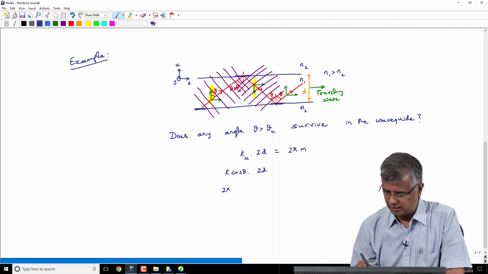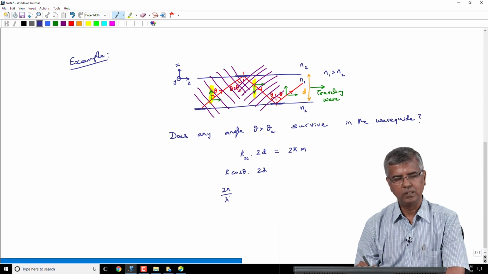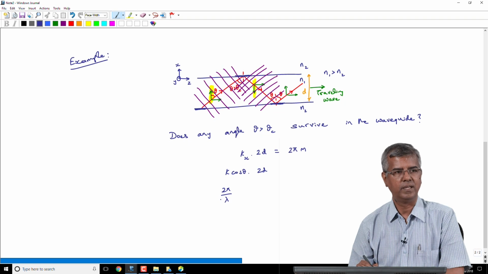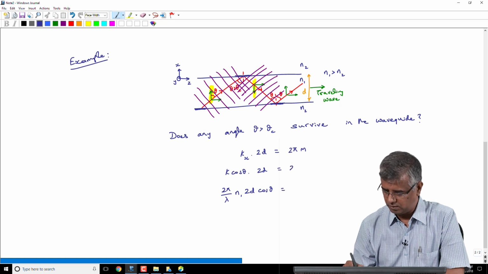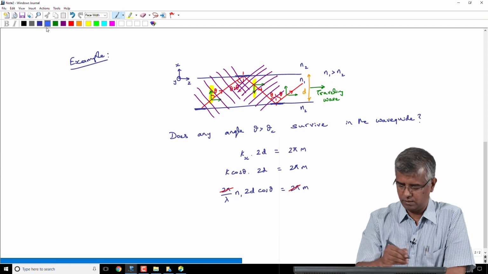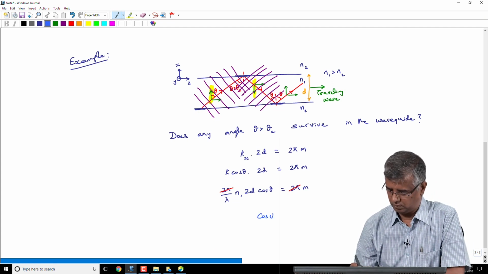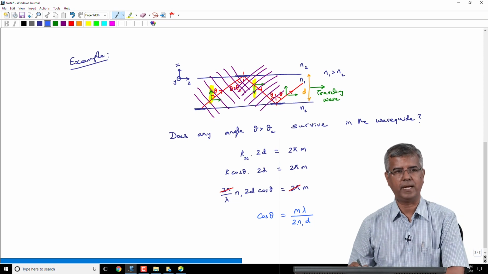So, this can be written as 2 pi over lambda, and it is not the free space wavelength. What is the wavelength of light in this medium? Lambda over n1. So, you have n1 here, 2d cos theta. So, this is equal to 2 pi m, right, and I can cancel this. So, I get this expression which says cos theta would have to be m times lambda divided by 2 times n1 times d, right. So, that has to be satisfied.